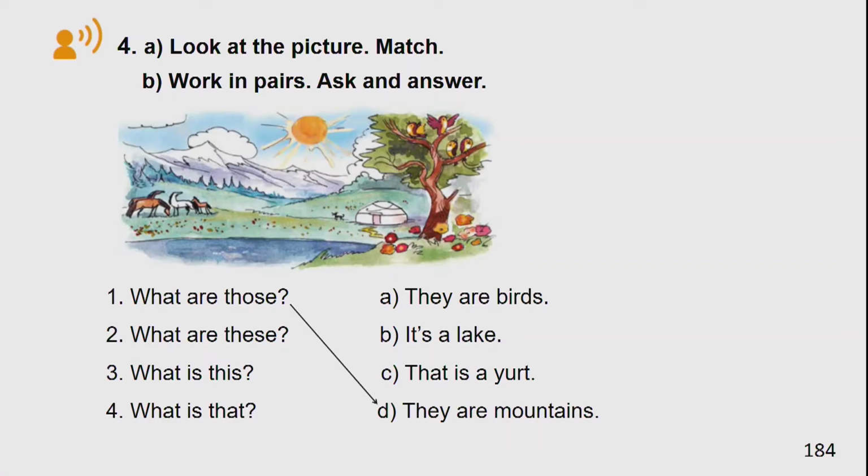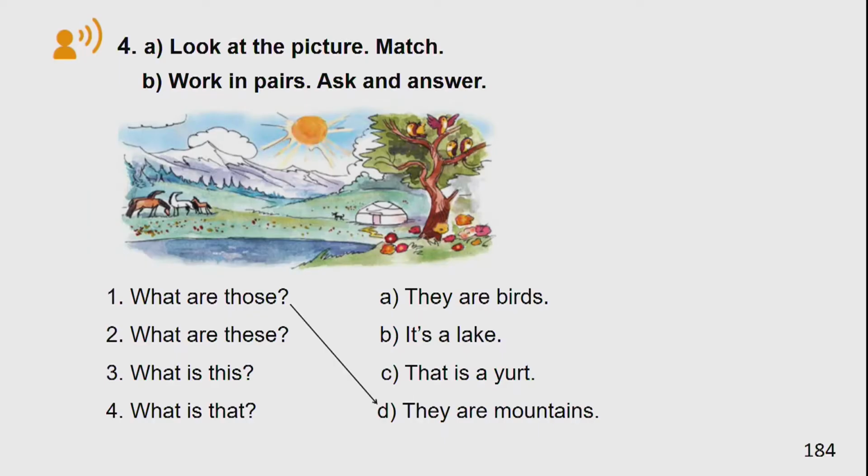Now look at the picture again. Look at the questions under the picture. Read the questions and match them to the correct answers. Work individually. Now work with your partners. Ask and answer the questions together. Let's listen to the answers. What are those? D. They are mountains. Number 2. What are these? A. They are birds. Number 3. What is this? B. It's a lake. Number 4. What is that? C. That is a yurt.